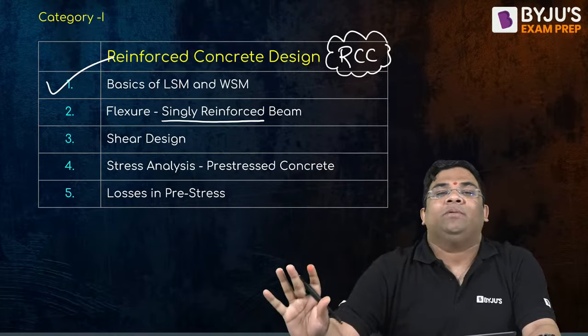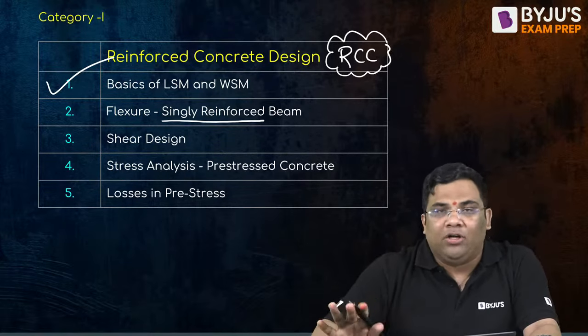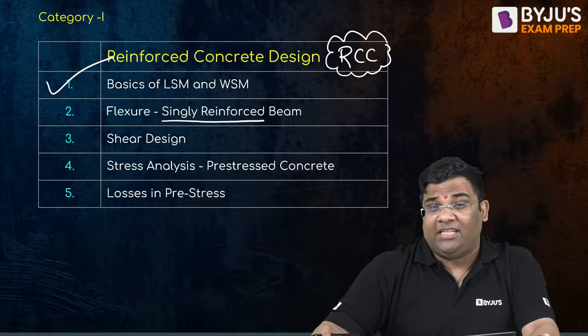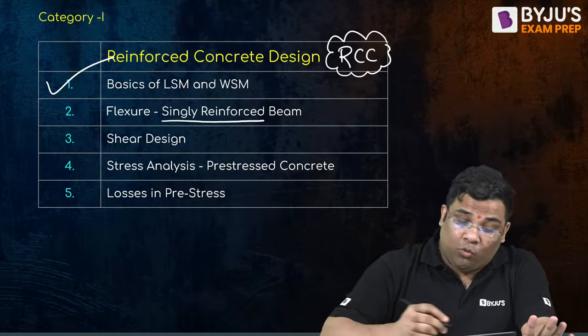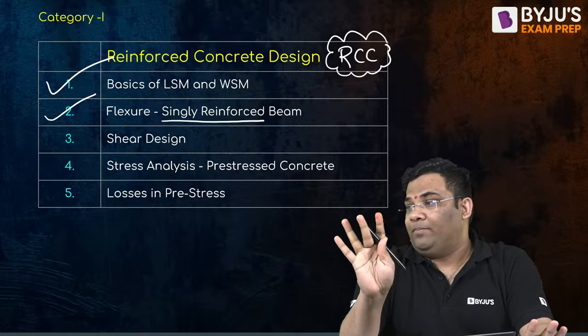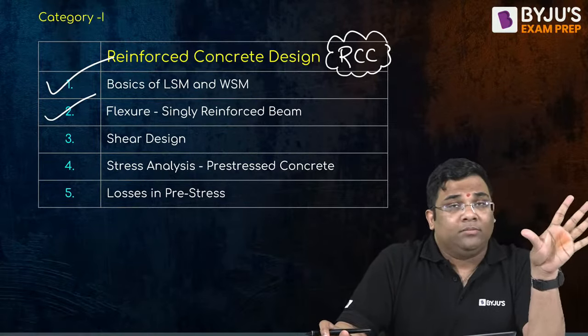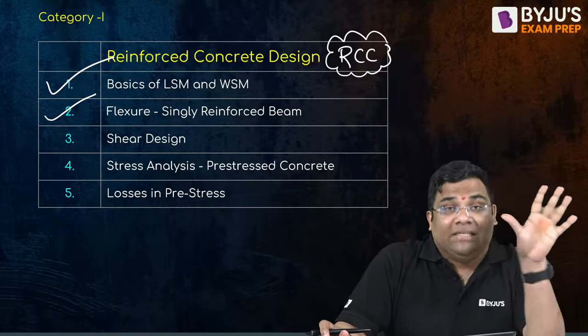In singly reinforced beam, learn to find out what? Axial limiting, MOR, AST limiting, XU. So first only complete what? Singly reinforced beam. Don't go into doubly and flanged beam. Okay? First complete what? Singly reinforced beam.